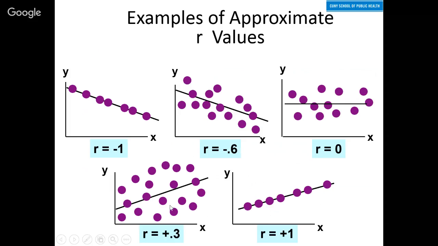And then on the positive correlation side, here's a Pearson's correlation of 0.3 and again of 1. So in general, the closer your R value is to plus or minus 1, the less variation there is from the linear regression line, the smaller those residuals are, and the better Y is described by X.